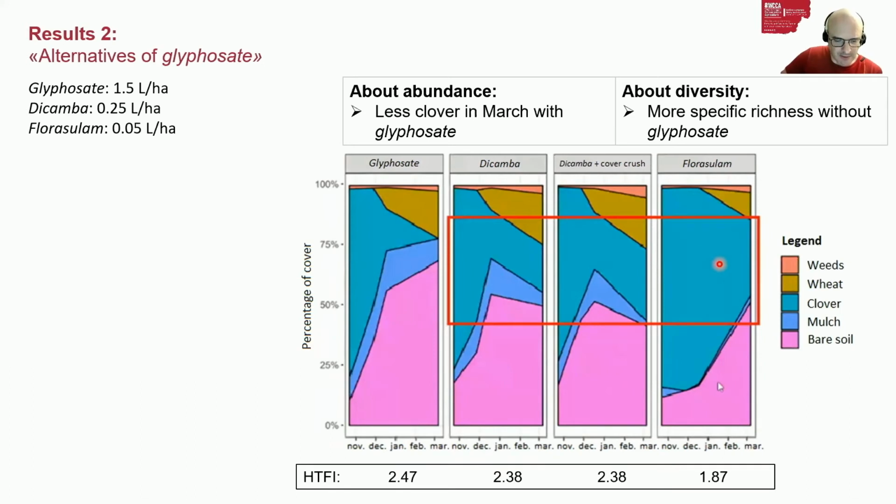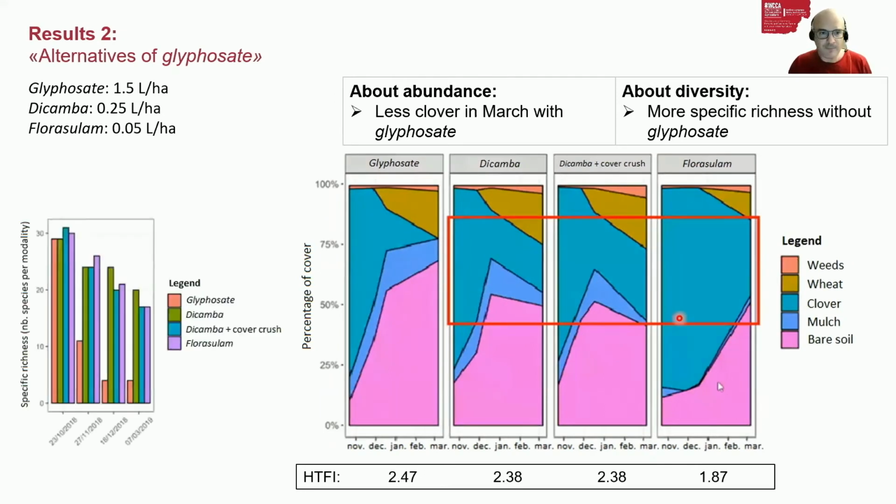Regarding the impact of chemical alternatives to glyphosate, it appears that glyphosate allows better control of the clover. In addition, it should be noted that the species richness of weeds is higher without glyphosate in the case of dicamba plus cover crushing and fluorosulam.